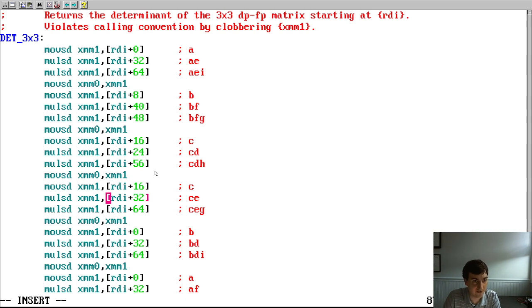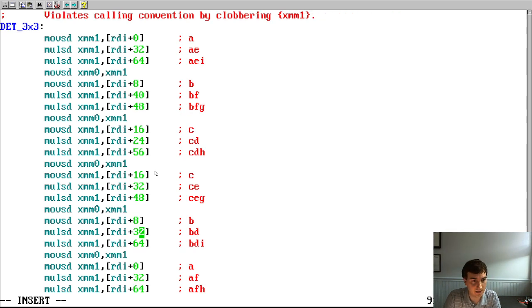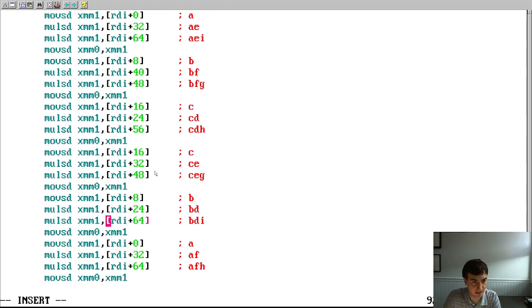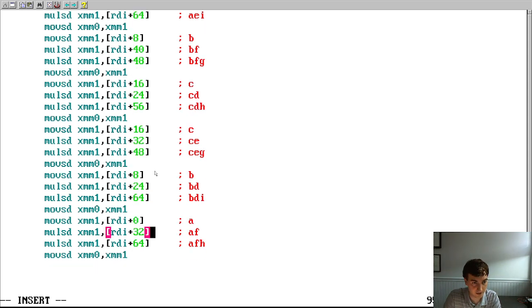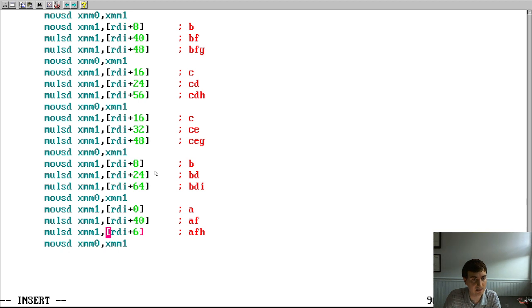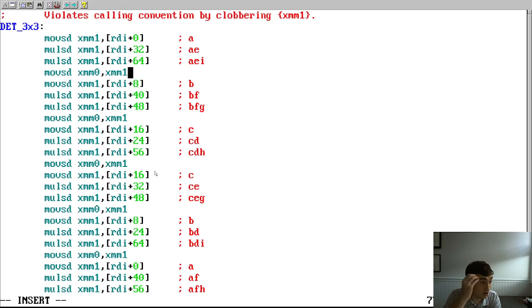Offset to E, we have that already, don't we? 32, it's right there. And then G was 48. And then offset to B again is 8. D is 24? And I is last one, that's 64. And then A is 0, F is 40, right? 40, and then H is 56. That's the second to last one. All right, that gives all our offsets correct.